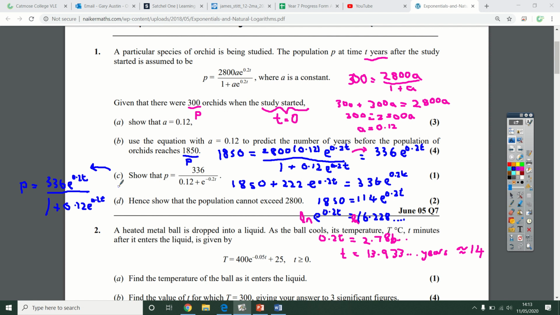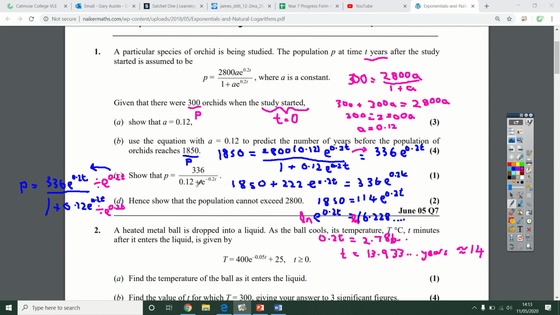It looks like we need to drop this e to the 0.2t everywhere, and if I divide everything by this e term, it goes straight towards what we're supposed to have here. We're supposed to get this negative power of e. So I'm going to do that on top and bottom, divide by the e term. Then that disappears, the 1 becomes this e to the minus 0.2t there, and that becomes that term, and then that disappears, so it becomes just 0.12, and you're done.